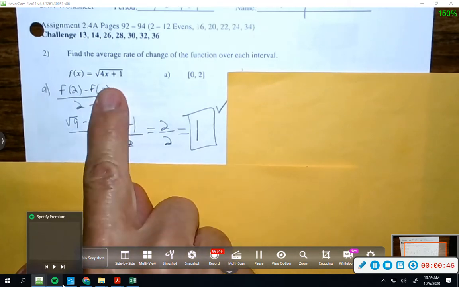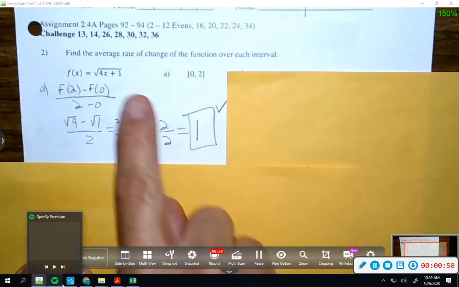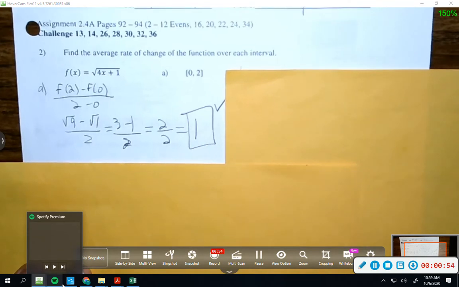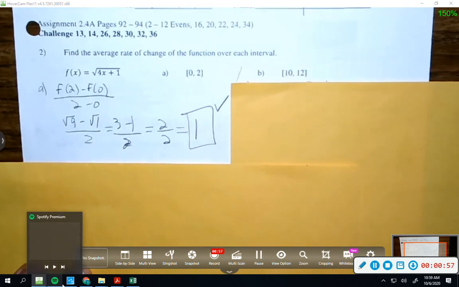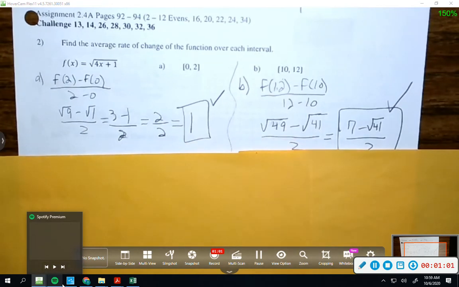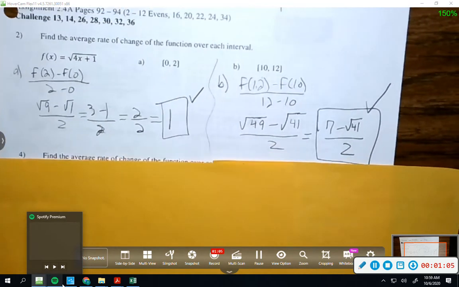So if we plug 2 into that, we get out 3. If we plug 0 into f, we get out 1. 2 minus 0, so we get 2 over 2, which is 1. Okay. The b portion of this, you just get an irrational answer. That's okay. We're going to get lots of irrational answers throughout the year. So we need to expect that.